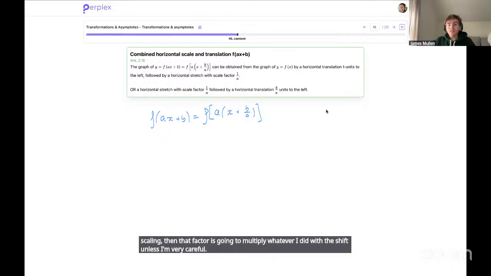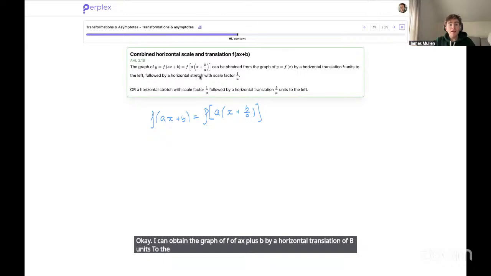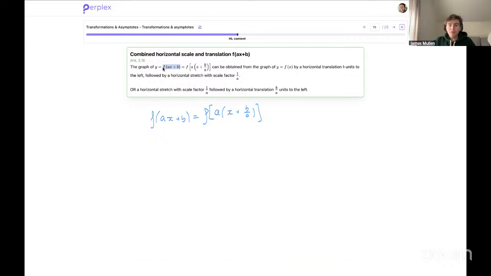Okay, so I can obtain the graph of f of ax plus b by a horizontal translation of b units to the left, followed by a horizontal stretch with scale factor 1 over a. So when you have this form, you do plus b first, followed by, no, I've got it the wrong way around, I think. Yeah, it's definitely the wrong way around.